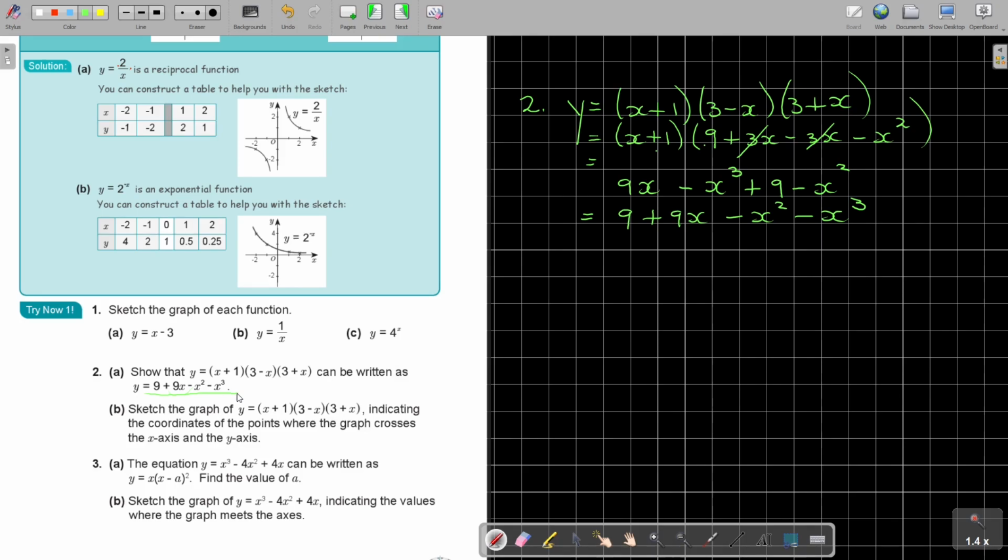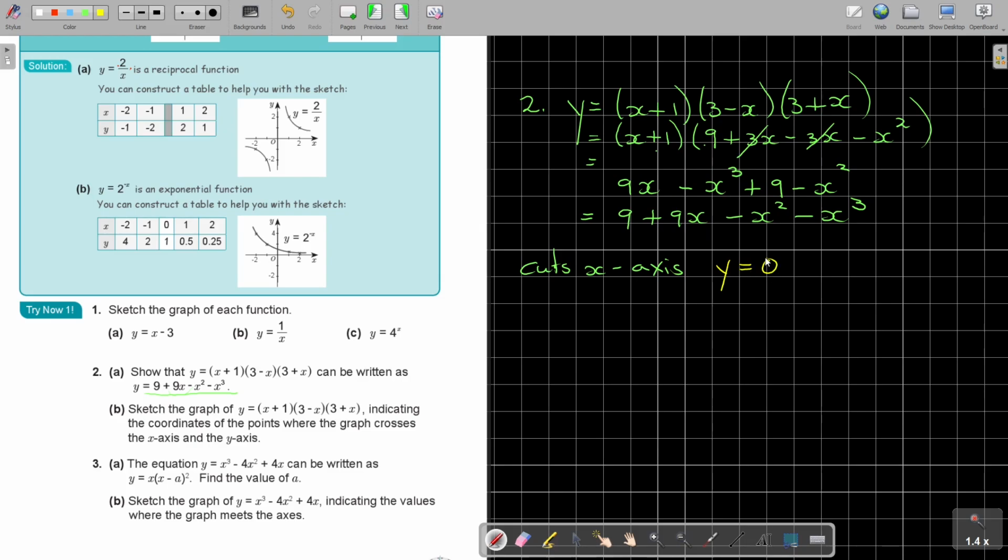Now sketch the graph indicating the coordinates of the points where the graph crosses the x and the y axes. So now it's very important that you mark those positions. If you're going to sketch, and I just want to show you, if I want to see where it cuts the x-axis, I can already see it there, then I make y 0.